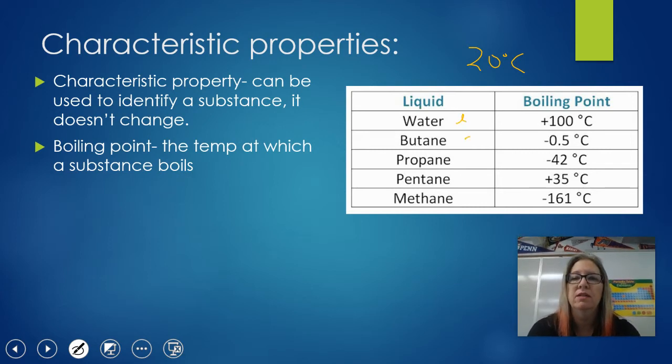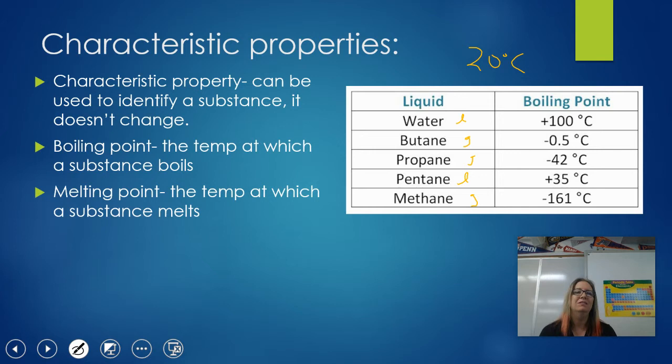So this will be a liquid, this will be a gas, this will also be a gas because the boiling point is so much lower than room temperature. That means that we've already hit its boiling point, okay? But pentane needs to reach 35 degrees Celsius in order to boil and then become a gas. 20 degrees is not enough, okay? So it would also be a liquid, and then finally methane would definitely be a gas, okay? Meaning it's already boiled, it's already changed from its liquid to its gas state, okay?